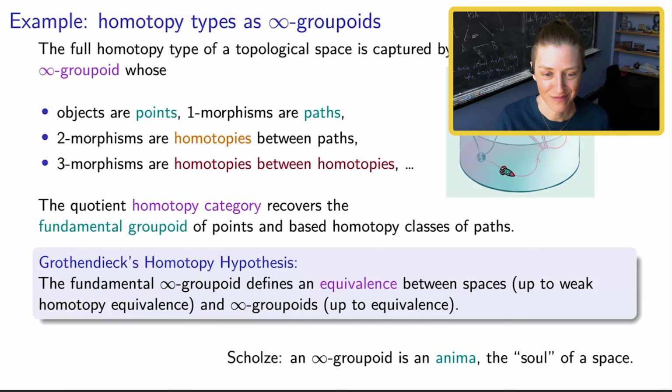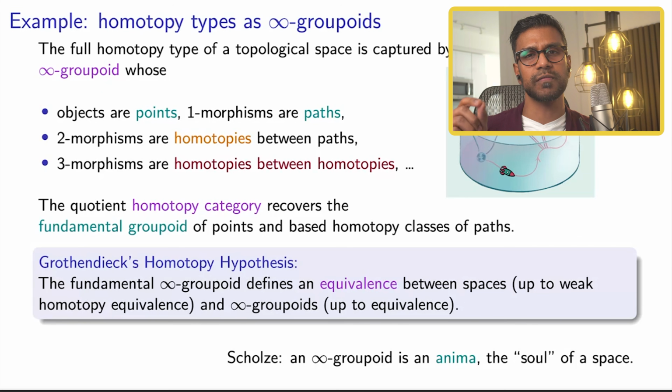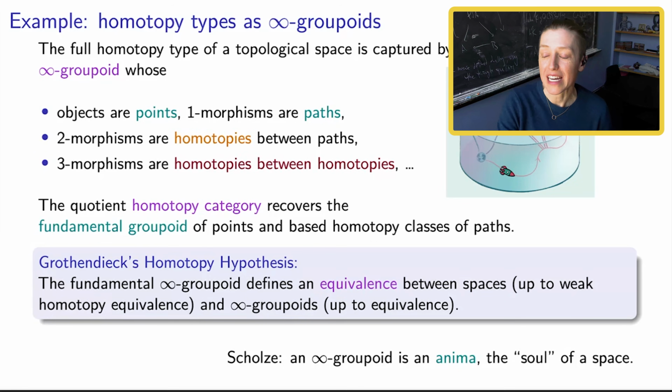I see. So can you go from knowing the infinity groupoid structure of a space to then reconstructing the space, or does it only go in one direction? Yes. Definitely.